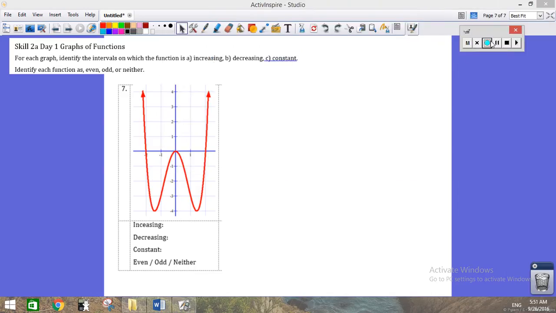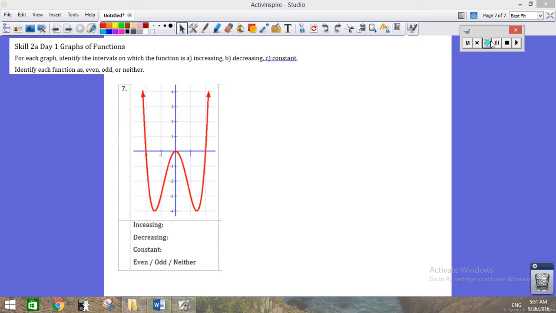Alright, so let's take a look at problem number 7. The directions are the same. We're looking at the graphs of functions, and we're trying to identify intervals on which the function is increasing, decreasing, or constant, and also identify if the function is an even or odd function, if it has symmetry with respect to the y-axis or with respect to the origin.